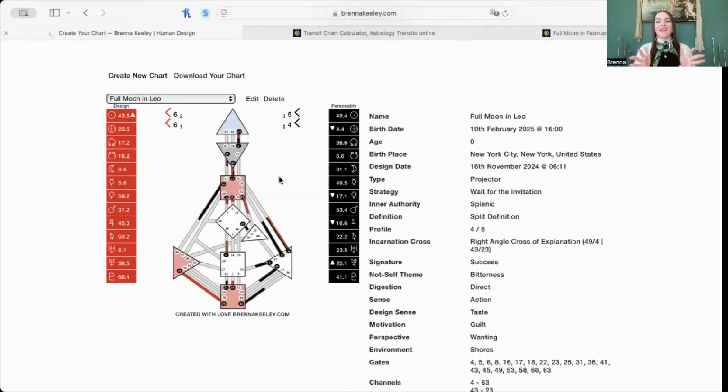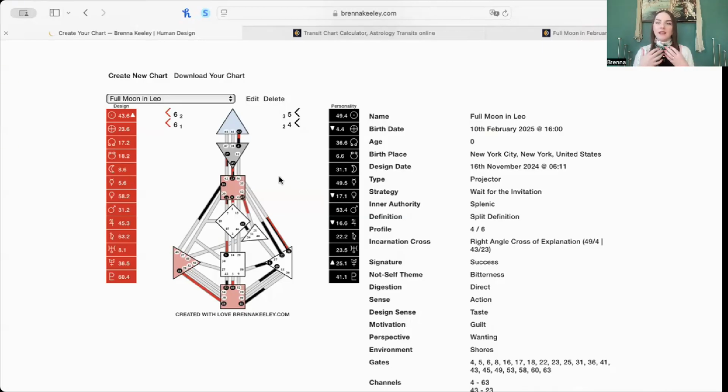Okay, so what we're looking at here is a human design body graph as created for when the moon enters Leo on February 10th in the Eastern Standard Time Zone. I'm an East Coast girly, so I'm always going to use New York City as my reference point, just to give you a little bit of a sense of when the moon is entering Leo.